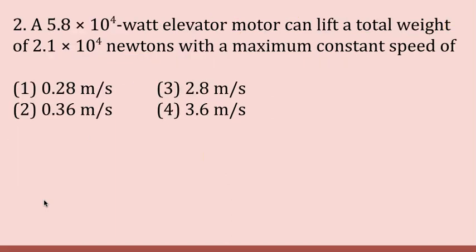Let's take a look at question 2. It says, a 5.8 times 10 to the 4th watt elevator motor can lift a total weight of 2.1 times 10 to the 4th newtons with a maximum constant speed of what? I'm starting by circling my numbers and units. If you don't like to look at the scientific notation, you can plug it into your calculator and kind of rewrite those numbers nearby. But if you don't mind the scientific notation, then you can just keep it like that.